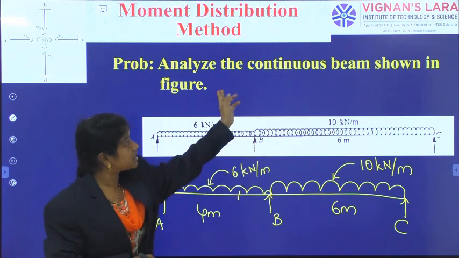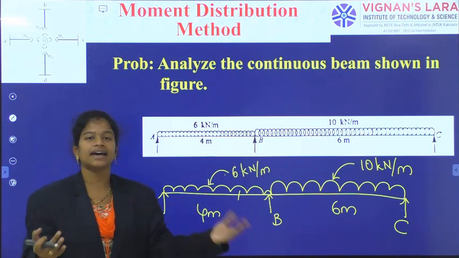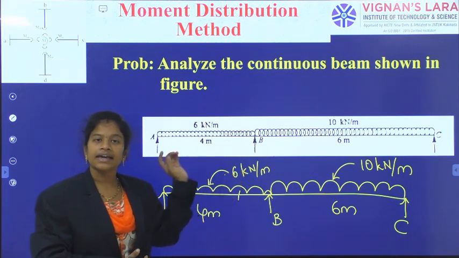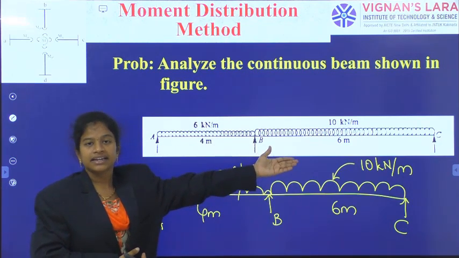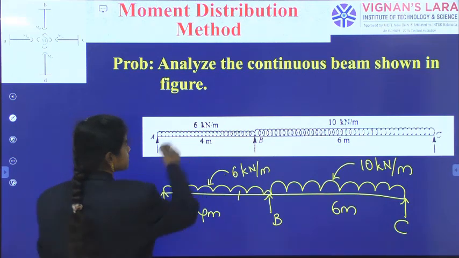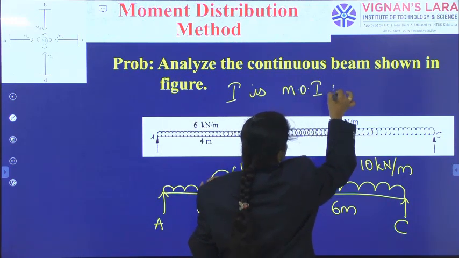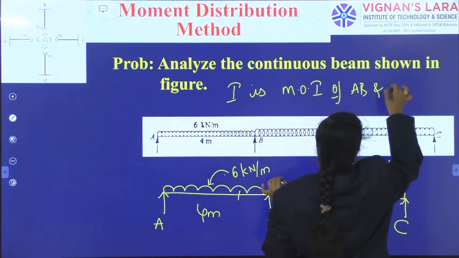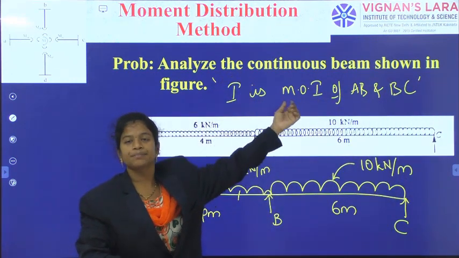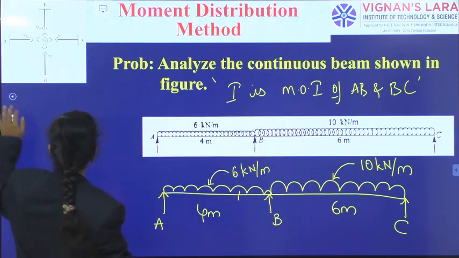They have not mentioned in the problem that this is having different moment of inertia. If they mention it, only then can I take them as different. If without mentioning, I can simply take it as I. Why did I keep I? Because later, in the ratio of the distribution factor, that I will be cancelled. So, no need to think more. Simply I is the moment of inertia of AB and BC because they have not mentioned anything.